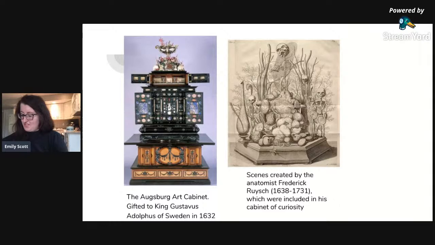So again, we're seeing the public presentation of objects that might not be well known to the public. Yeah, this was called a miniature cabinet of curiosity. As I've said before, the cabinets of curiosities were normally rooms. They were normally bigger and they normally had more objects, but still.